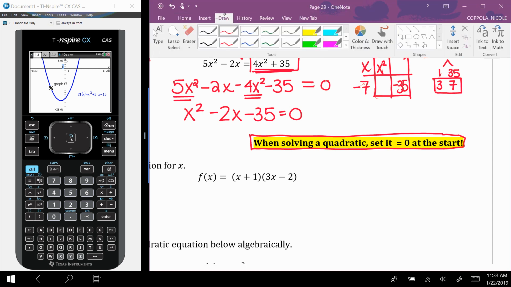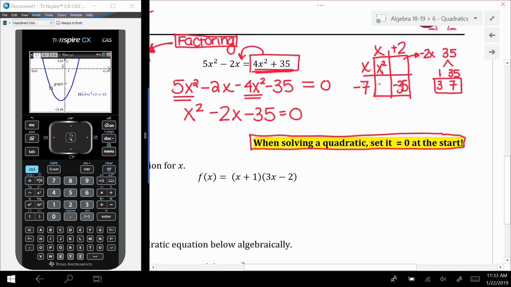Let me just do a quick check to make sure. Negative 7 times x is negative 7x. 5 times x is 5x. Negative 7 and 5, it works. So from here, just like what we did yesterday, we've got x minus 7 times x plus 5 is equal to 0. I'm able to set each factor equal to 0.